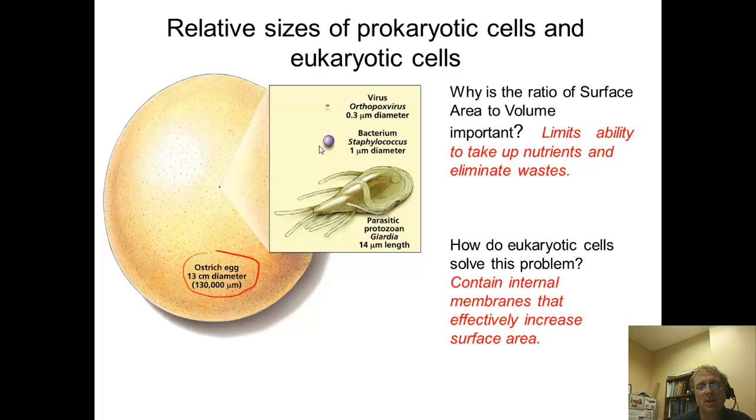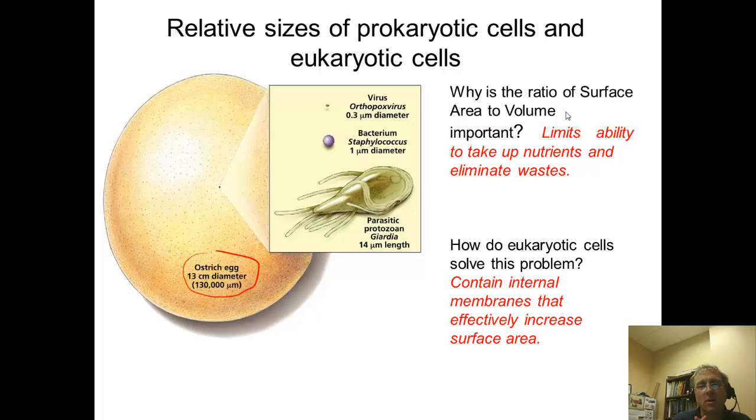Well, it turns out that the reason eukaryotic cells can get bigger is because they're able to get around one of the problems that physics imposes upon them. And that has to do with the ratio of the surface area of an object to its volume. Why is this important? As something gets bigger, the surface area surrounding it doesn't increase at the same rate that the volume does. That ratio of surface area to volume does not increase in a linear manner as something gets bigger.